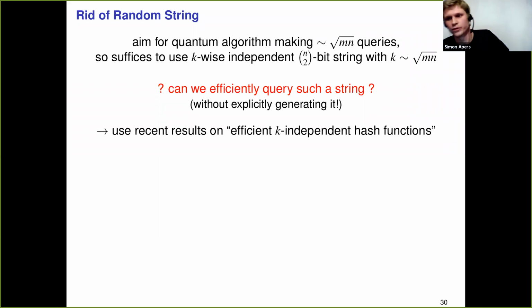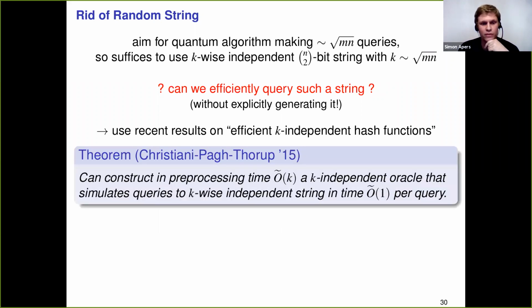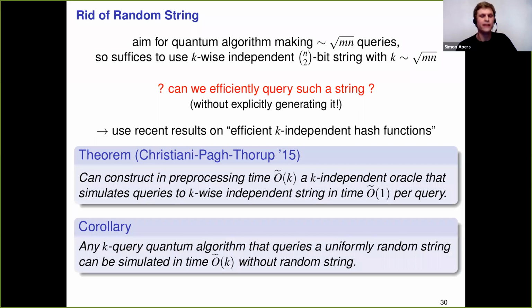Namely, we can use the following result, and we're lucky to have it because it hasn't been around for that long. It's a result on efficient k-independent hash functions by Christiani, Pagh, and Thorup from '15. They proved that in preprocessing time Õ(k), we can build a database, an oracle, which allows us to simulate queries to a k-wise independent string of length n squared in polylog time per query, so Õ(1) per query. So we can act as if we have this long k-wise independent bit string, whereas we don't. An elementary corollary is that any k-query quantum algorithm that uses a uniformly random string, which you can see as a resource, can be simulated in time Õ(k), with at most polylog overhead, without this random string.